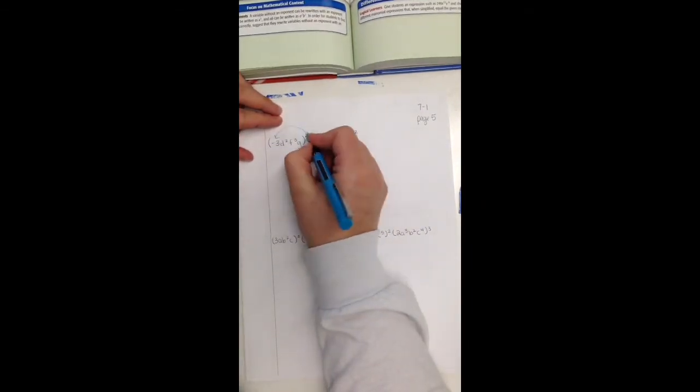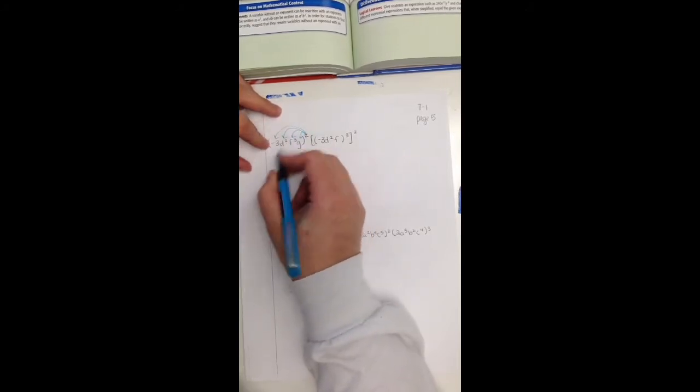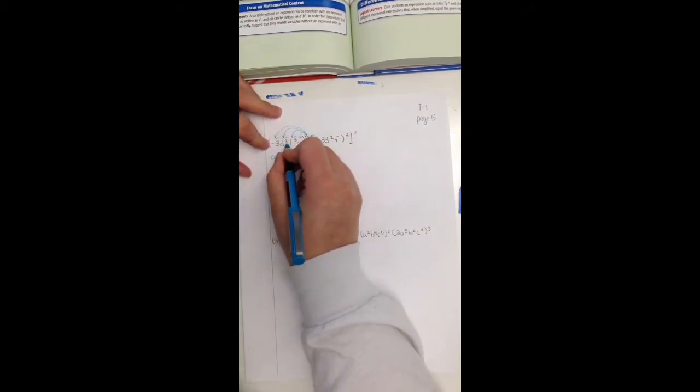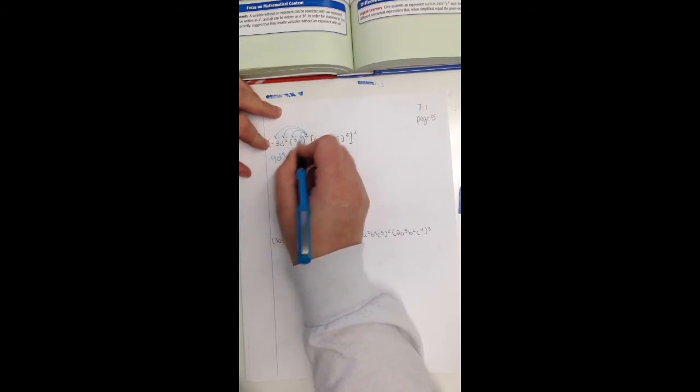All right, on this last one, same thing, distribute that 2. Negative 3 squared is positive 9. D squared is d to the 4th. F to the 3rd squared is f to the 6th. G to the 1st squared is g squared.